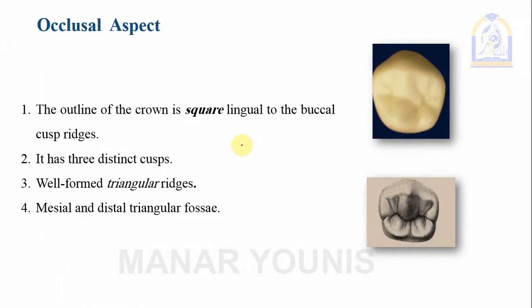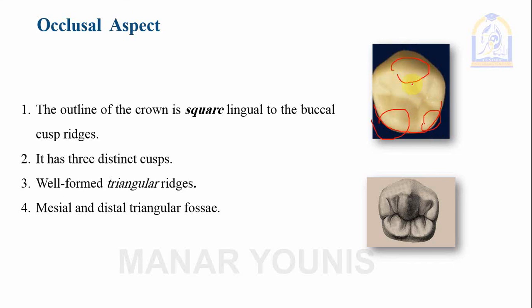Moving to the occlusal aspect, as mentioned earlier, the mandibular second premolar has two forms, either free cusp type or two cusp type. They differ significantly in their occlusal aspect rather than the other aspects. In the free cusp type, usually the outline of the crown is square, as you can notice here, lingual to the buccal cusp ridges due to the presence of two lingual cusps. It has three distinct cusps, the buccal cusp, the mesiolingual cusp, and the distal lingual cusp.